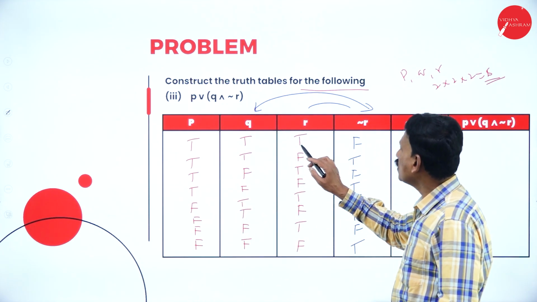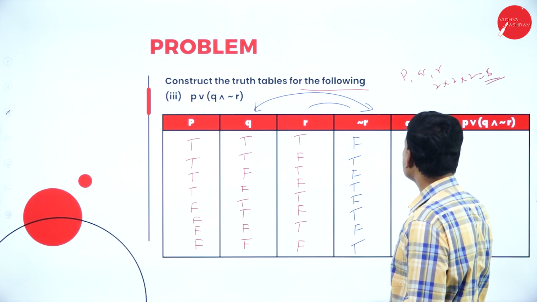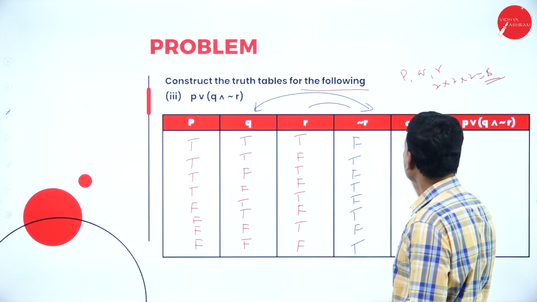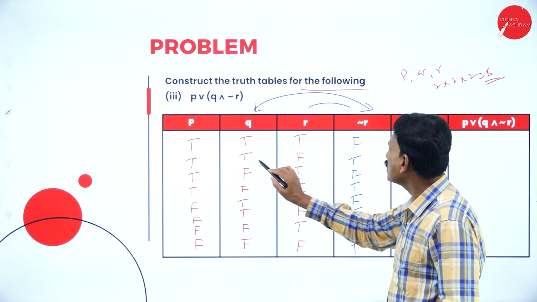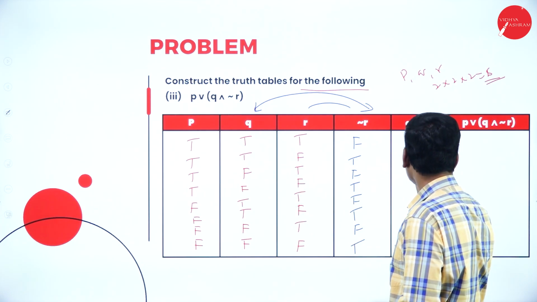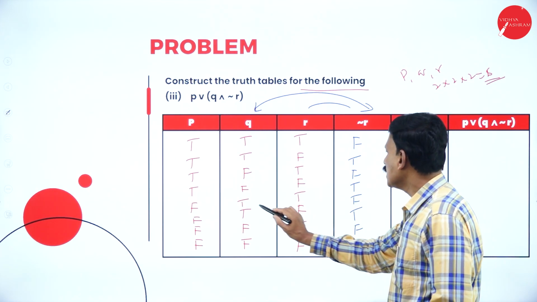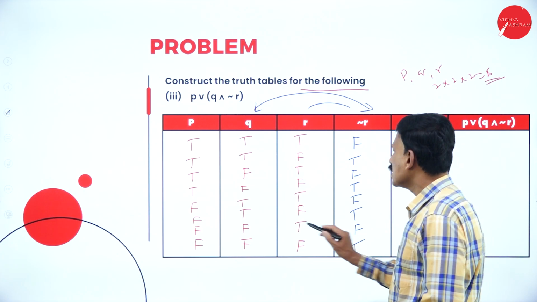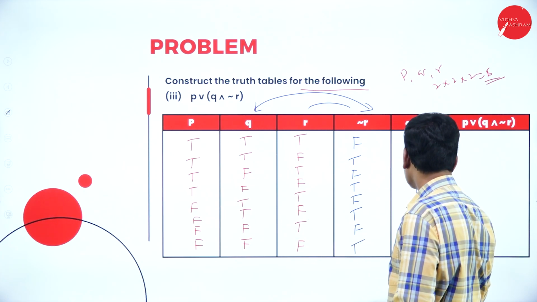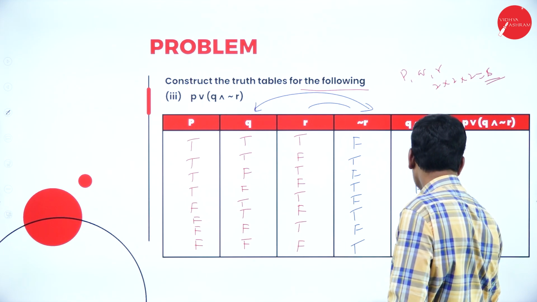So, the conjunction of Q and negation of R. True and true is true, true and false is false. True and true is true. Again, false and true is false, false and true is also false, true and false is false, true and true is true, false and false is false, false and true is also false.